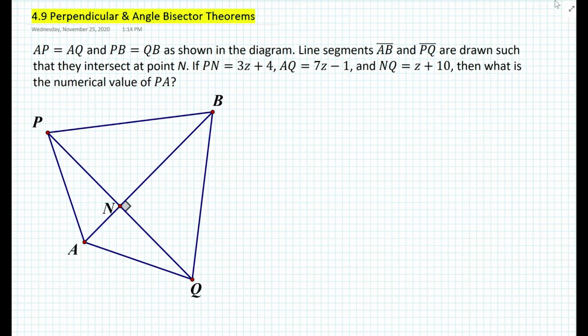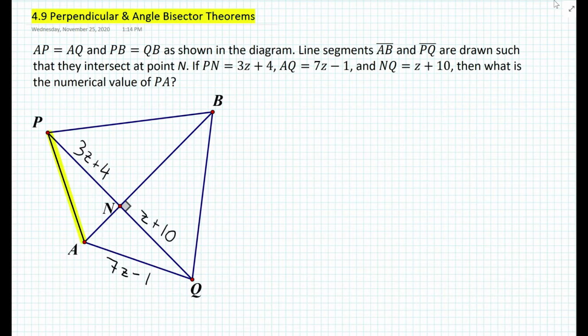Now here, when we're referring to AP and AQ, PB, QB, and so on, we're actually referring to the distances between those points, or we can think of those as the length of those segments. So how do we solve this problem? Well, let's first write everything that we have into the diagram and then think how we can solve this.